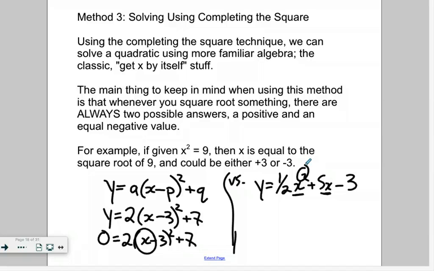But in vertex form, which we can get to through completing the square, we only have one occurrence of that x variable, which means we can just algebraically undo all of our operations to isolate x and get it by itself. One thing to note as we go through this, remember that when we do square root stuff, there's always two possible answers, a positive answer and an equal but negative answer as well, and that's how we're going to get those two roots potentially out of an equation.